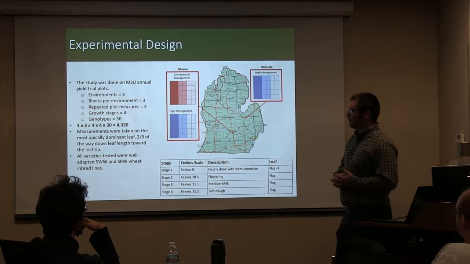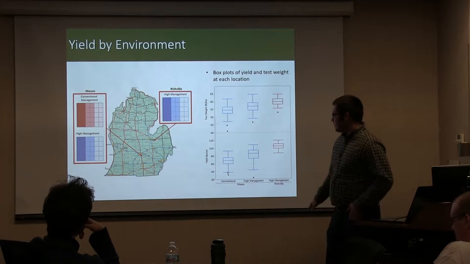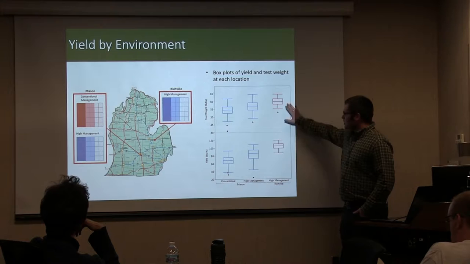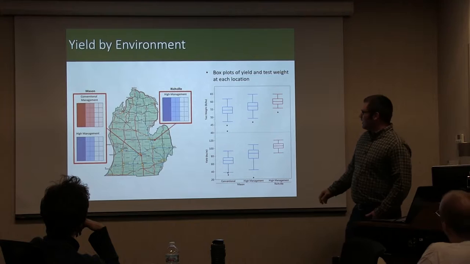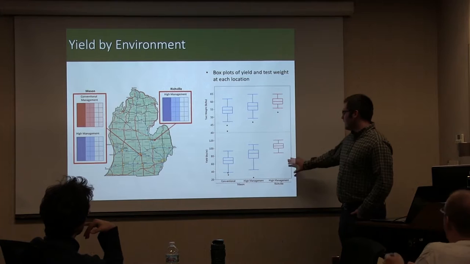So let's just dive right in. First, I just want to talk about the yield under these three different environments. On the x-axis, you can see we have the Mason location in blue, the Richville location in red. Mason is split into conventional versus high management. So in the most productive region of Michigan, we have both high test weight and high yield. And then under high management at Mason, it's a little bit lower yield, but that's also superior to the conventionally managed plots. I'll also point out that at Richville, we had tighter variance compared to Mason.